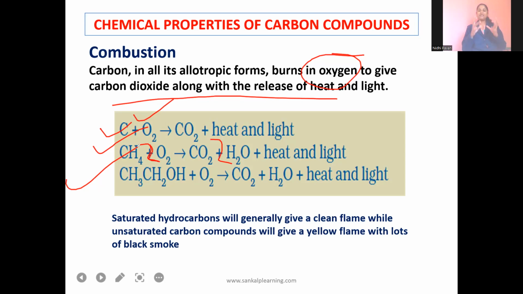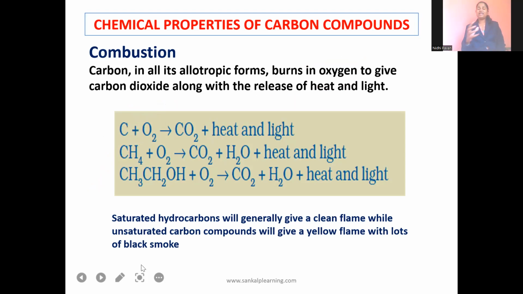So here the main thing is, burning of carbon compounds gives us heat and light. Burning of carbon compounds releases carbon dioxide. Burning of organic compounds like methane, hydrocarbons, methane gives us carbon dioxide and water. Burning of saturated hydrocarbons like alcohol gives us a clean flame along with the heat and light. This we have to remember.